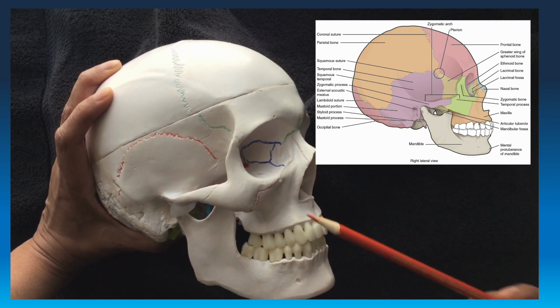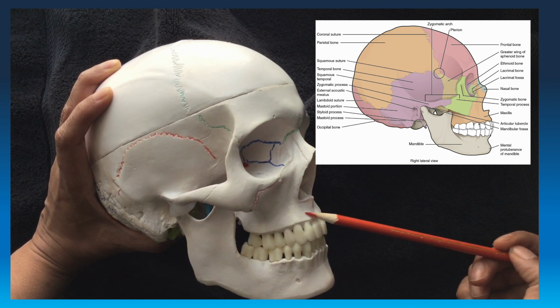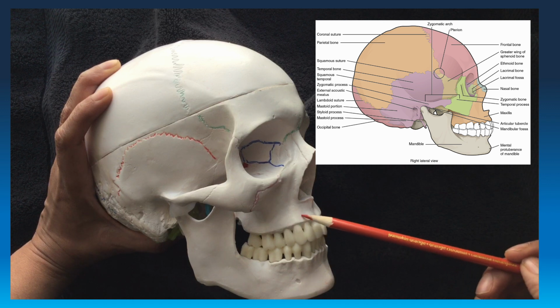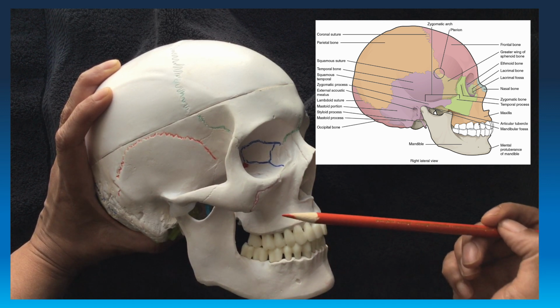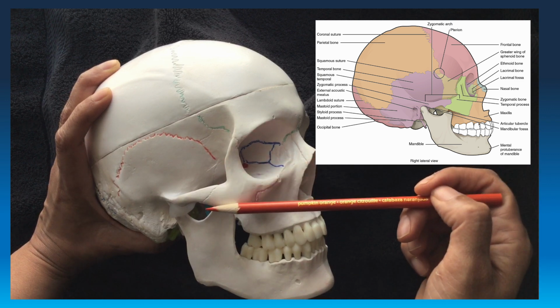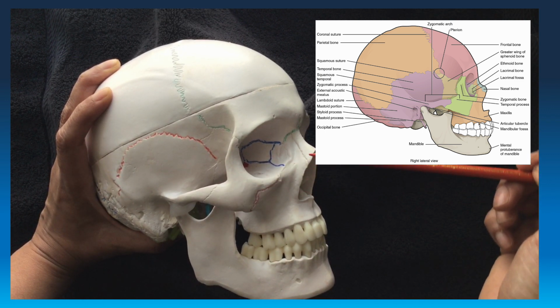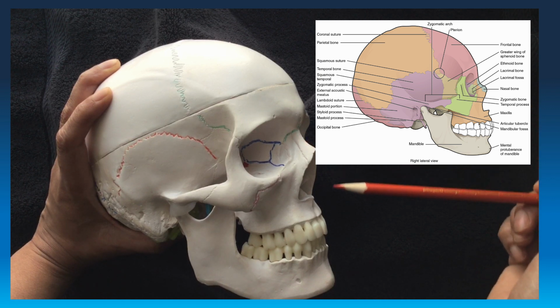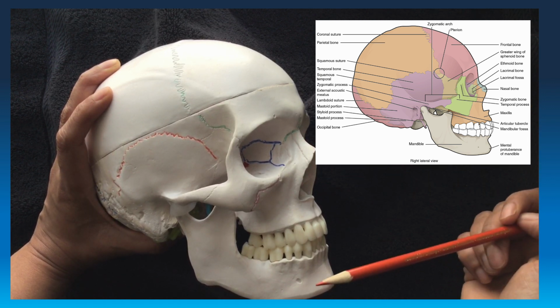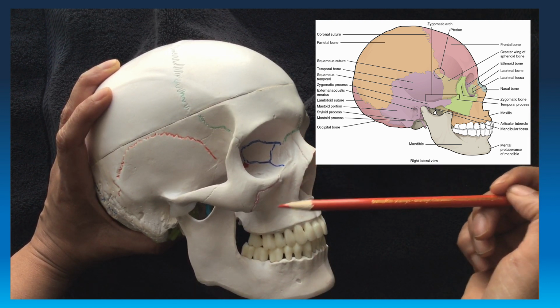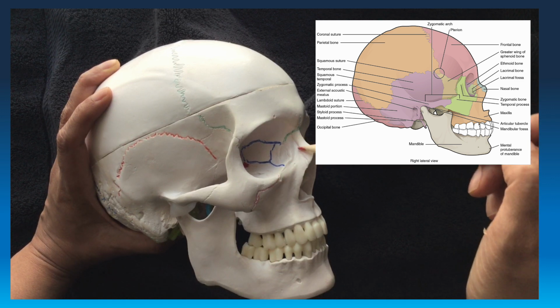Now looking in a little bit on this side, we've got the maxilla, and remember the alveolar process is going to be right there too. And then zygomatic, right? And then, yes, the nasal bone. Now you won't be able to see much inside the nasal bone, but you can see that this is the maxilla, and then here is the nasal bone.